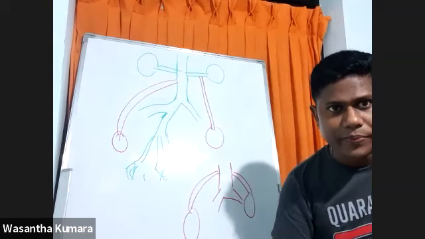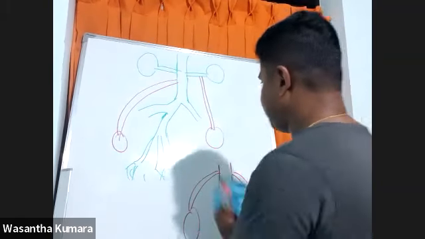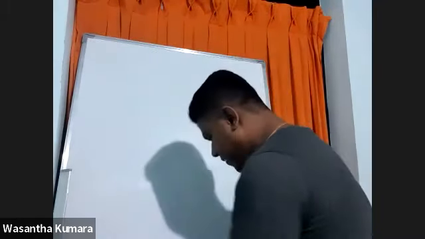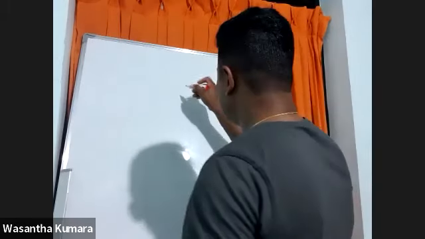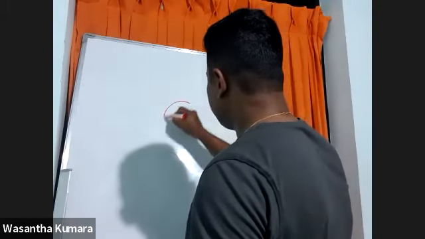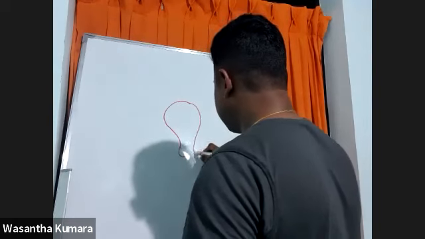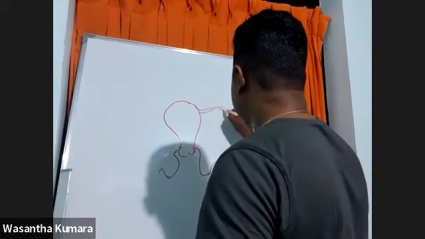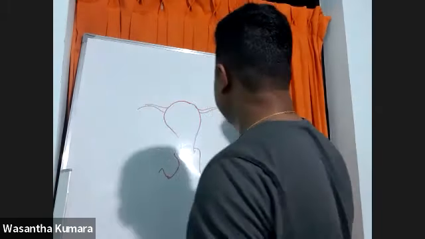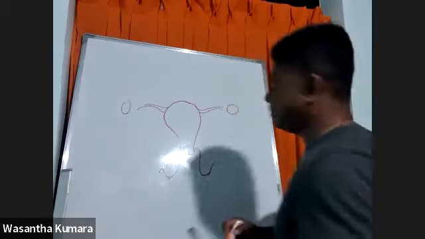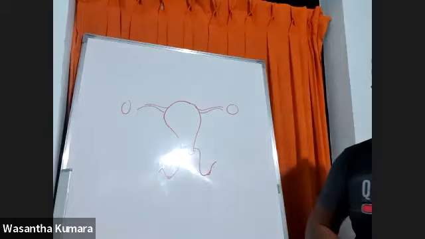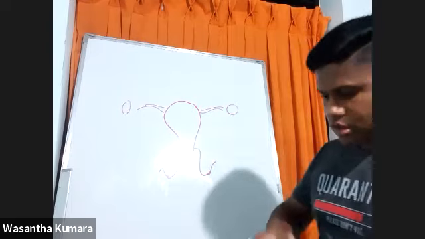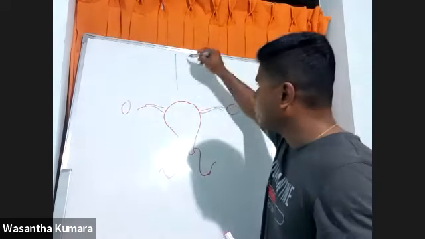Is that clear, Daru? What about the lymphatic drainage? Lymphatic drainage. So you have the uterus here, cervix there, tubes are there, and you have the ovary on either side. So lymphatic drainage. This has not been questioned recently, so you have to expect this one in your paper this time.